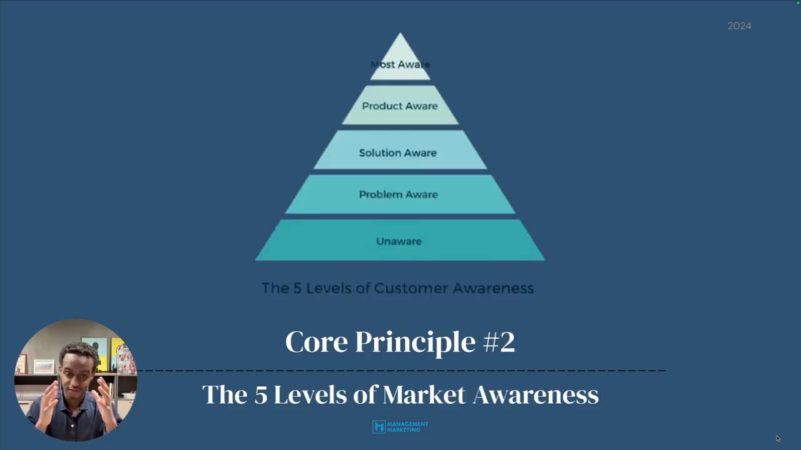Principle number 2, the 5 levels of market awareness, meaning that you have to essentially understand foundationally how aware your audience is and craft your advertising efforts to their level of awareness.